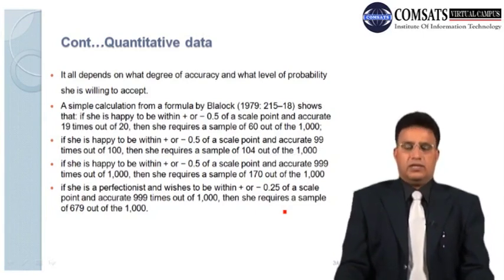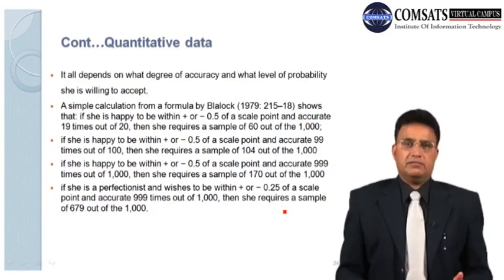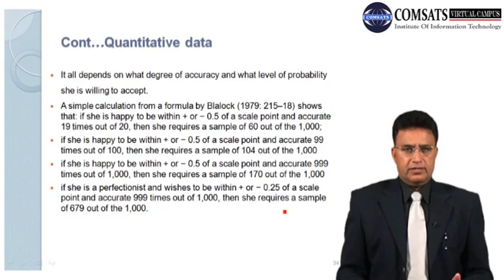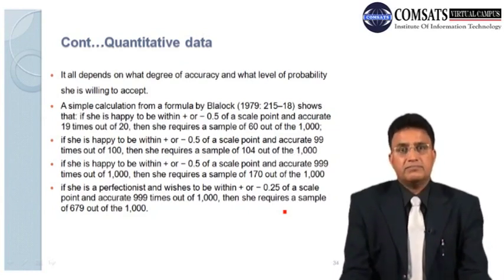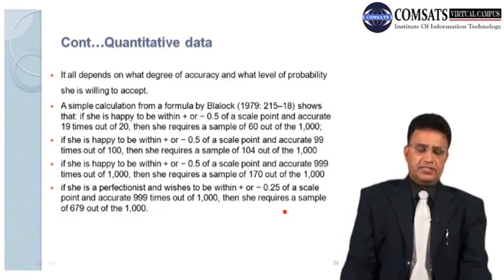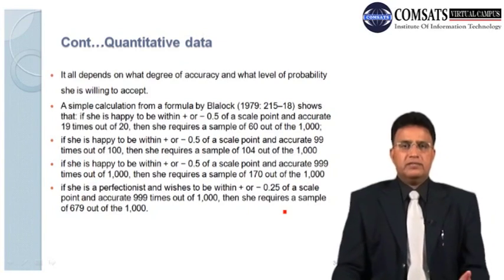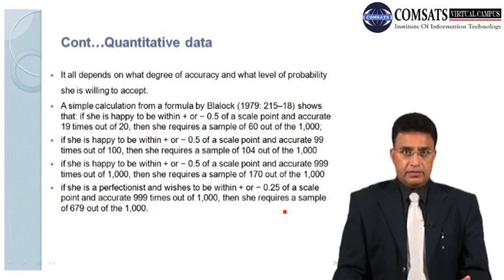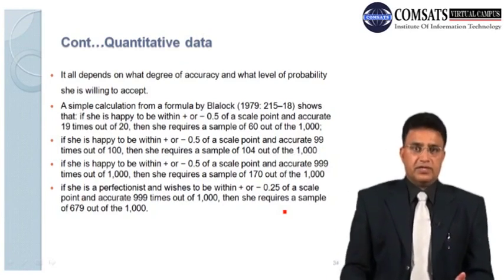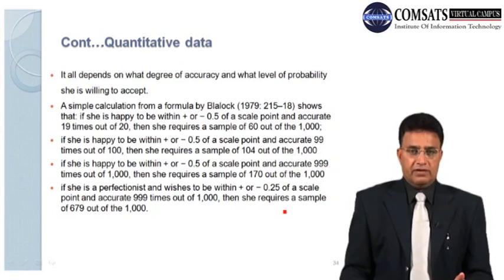And if she is happy to be within plus or minus 0.5 of a scale point and accurate 999 times out of 1,000, then she requires a sample of 170 out of the 1,000. And if she is perfectionist and wishes to be within plus or minus 0.25 of a scale point and accurate 999 times out of 1,000, then she requires a sample of 679 out of the 1,000.